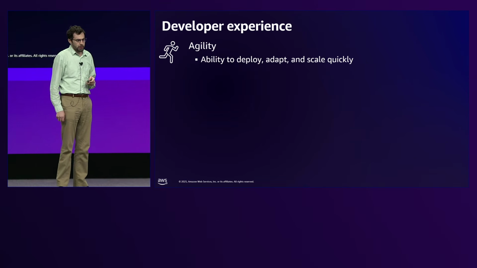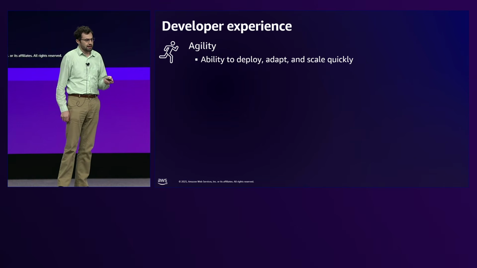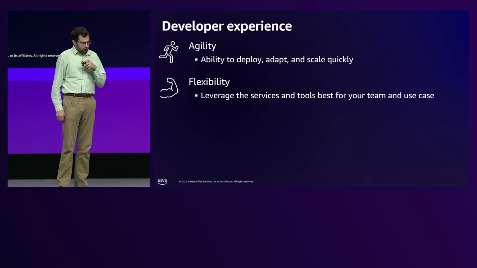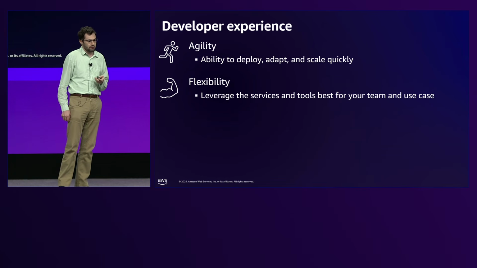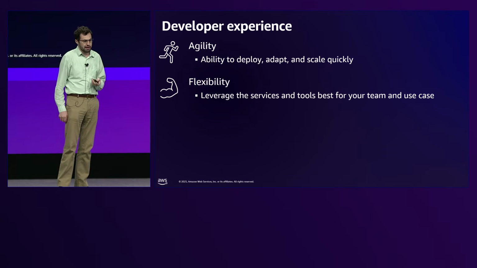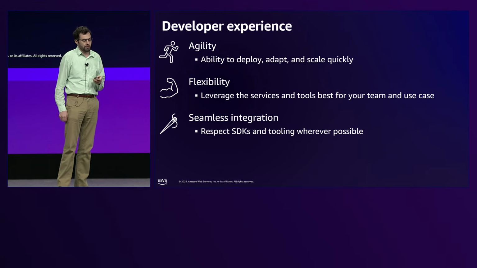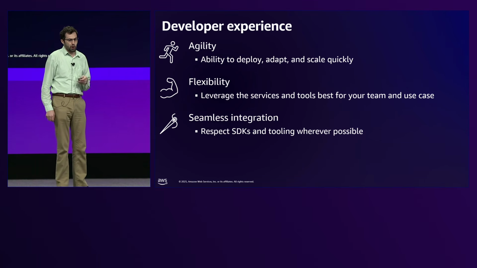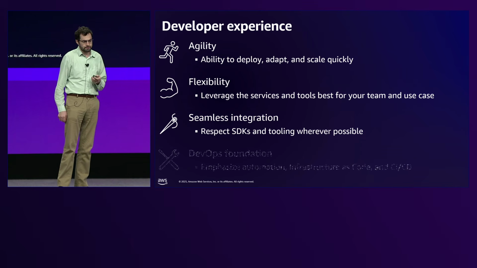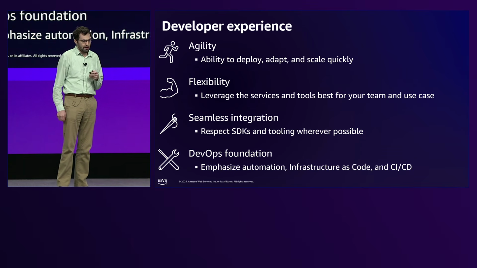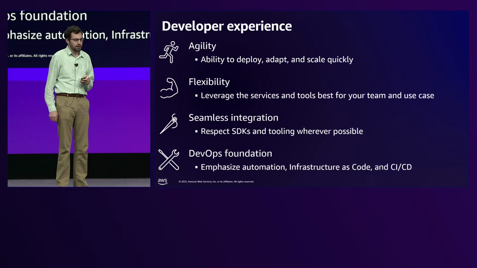So from a developer experience perspective, we think about things like the ability to deploy and scale quickly, really being flexible in terms of allowing teams to leverage the services and tools that work best for their use case. In terms of integration, we want to make sure that we respect the AWS native SDKs and tooling wherever possible, and we always prefer self-service access over tickets. On the ground floor of this is a DevOps foundation. We want to make sure that anything we're implementing emphasizes automation, infrastructure as code, and CI/CD.